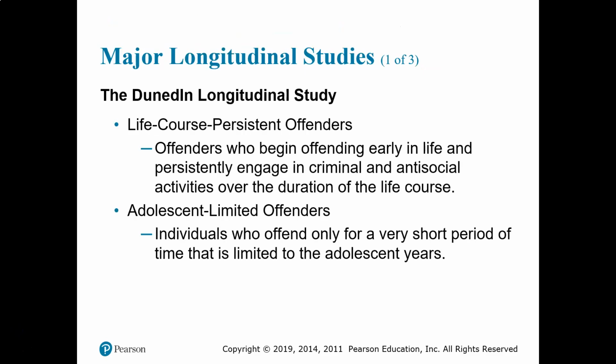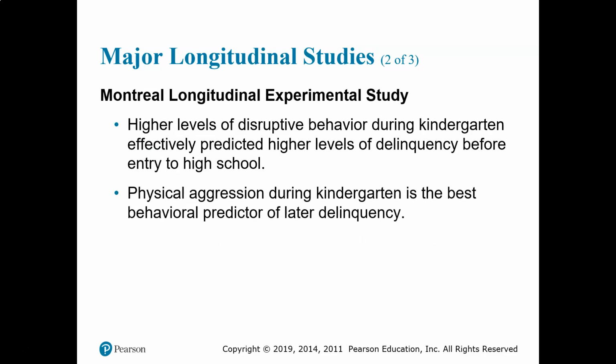Longitudinal studies over time. Okay, so there were a couple of studies that took place. Life course persistent offenders were people who started early in life and continued throughout their life. These are kind of career criminals. Adolescent limited offenders were those that only committed crimes for short periods of time over their adolescent years.